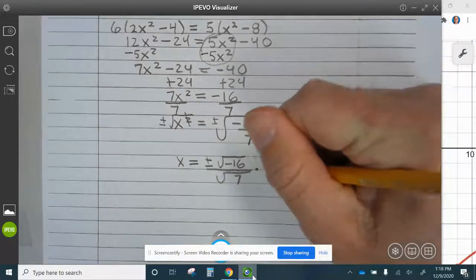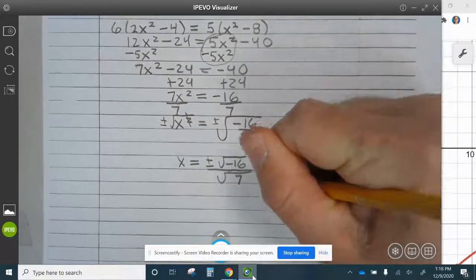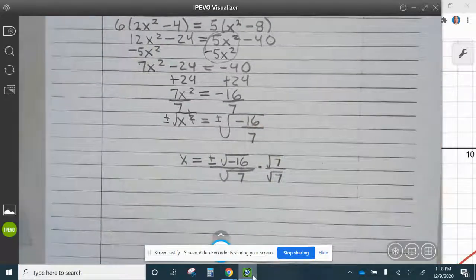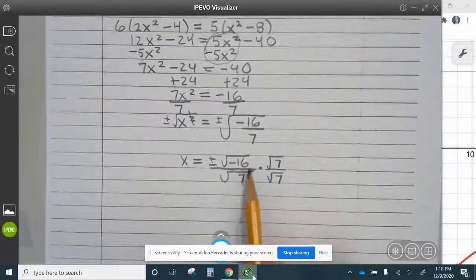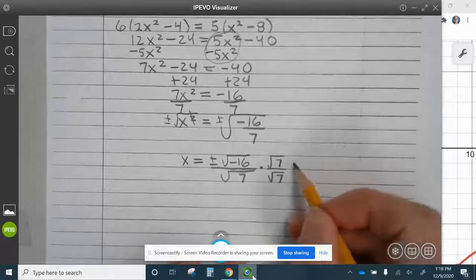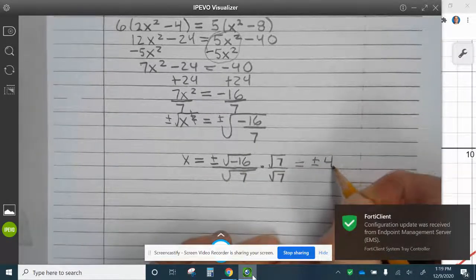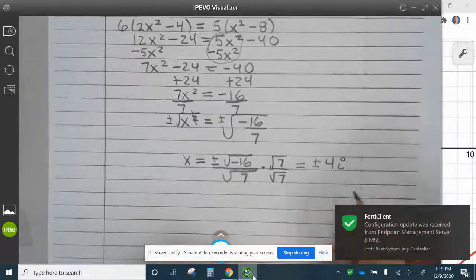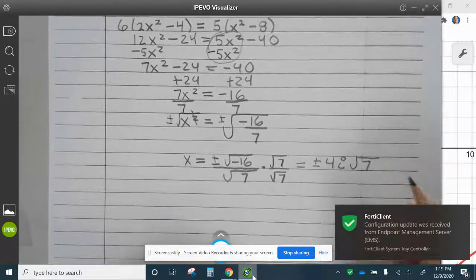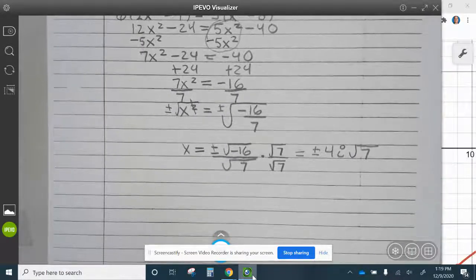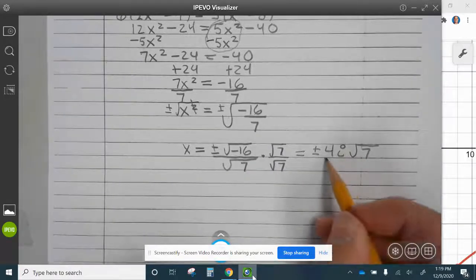Now we need to multiply both by the square root of 7 over the square root of 7. Normally, I would multiply these together to try to reduce, but we know the square root of negative 16 is plus or minus 4i, and then that's just times the square root of 7. The square root of 7 times the square root of 7 is 7.